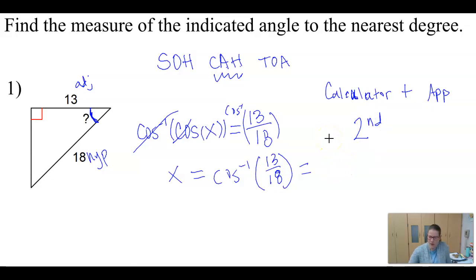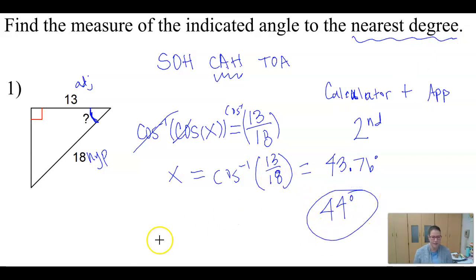Okay, so I'm going to go ahead and use my calculator here. I'm going to do cos inverse of 13 over 18. Remember, we need to be in degree mode to get the correct answer here. And this is equal to 43.76 degrees. This asks me to round to the nearest degree, so I'm going to round that up to 44 degrees. Okay, so let's try another one here.